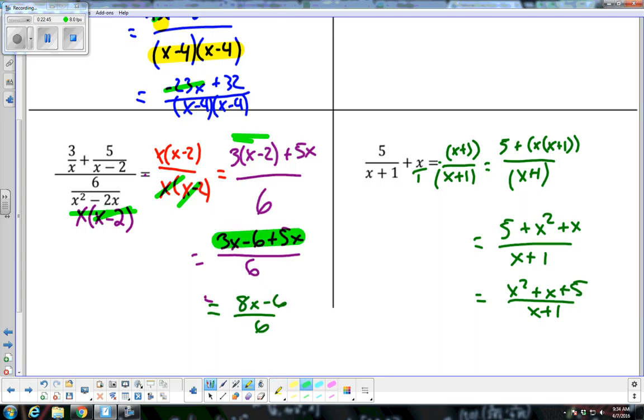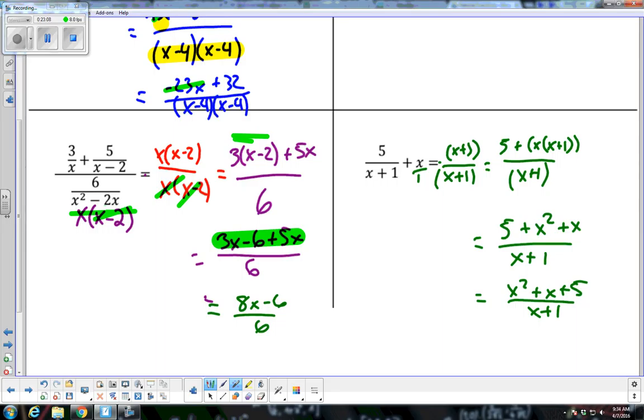Next one, pretty easy. You just got to remember that this x by itself is really the same thing as x over 1. We knew that. So that's going to be x plus 1 on the top and the bottom because that's the LCM. So if it's on the top and the bottom, when they go to multiply through, the first one's going to cancel, leaving you with just a 5. So that's where this came from because that's going to cancel with the other one.